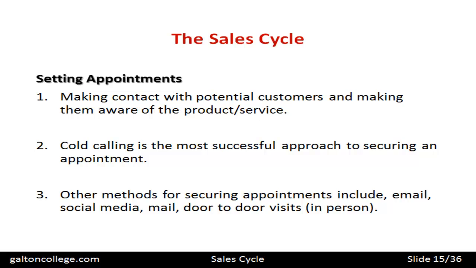Other methods of securing appointments include email, social media, mail, door-to-door visits, or visits in person. The door-to-door visit one is also not so popular nowadays. It's very expensive and it may not justify the expenditure. But certainly emails may be used. Again, it may have a bad press because unwanted emails are classified as spam and they are not really condoned. So that again may generate bad feelings towards the product.